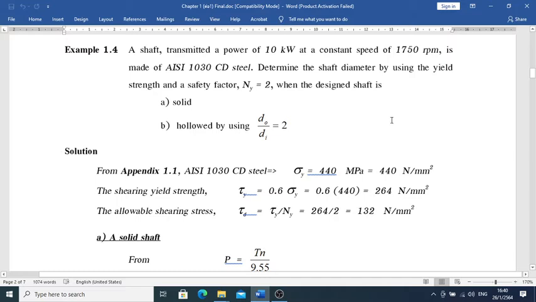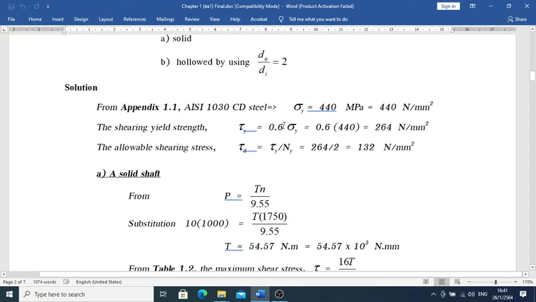And then we have an example that I would like to show you. It says here, a shaft transmits 10 kilowatts of power at a constant speed of 1,750 RPM. It is made of 1030 CD steel. Determine the shaft diameter by using the yield strength and the safety factor n sub y equal to 2 when the shaft is designed as A, solid, and B, hollow, using D sub o over D sub i equal to 2.